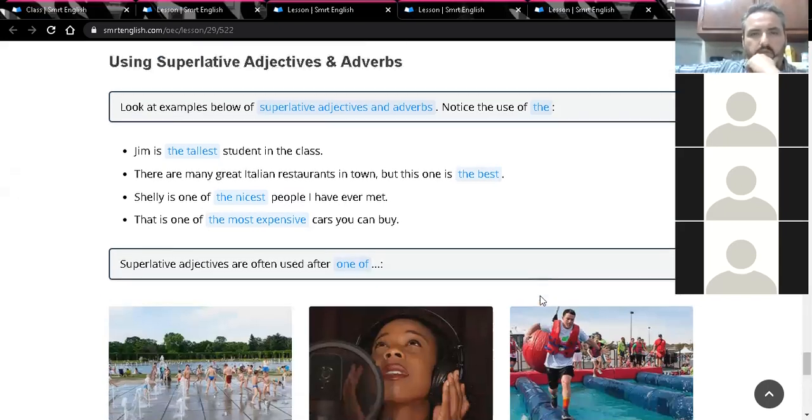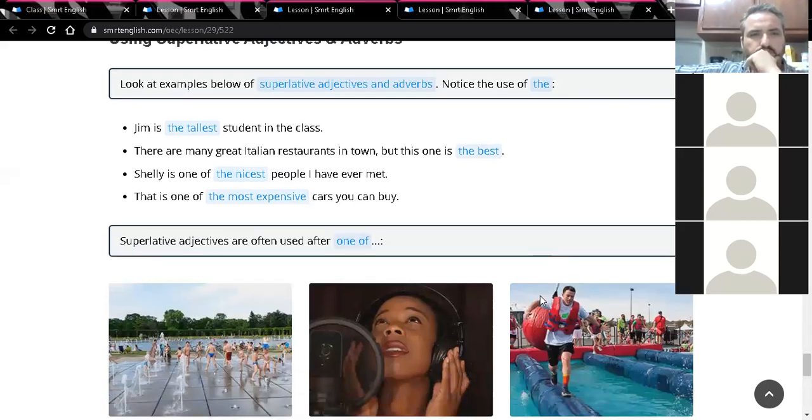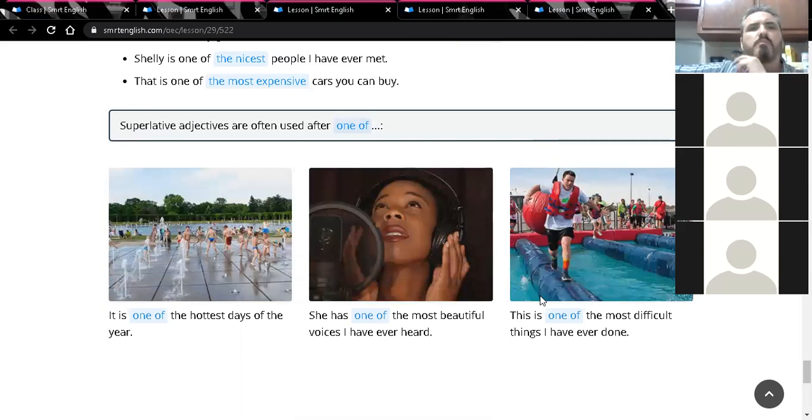Okay, superlative adjectives often used after one of. It is one of the hottest days of the year. What does it mean? That probably you will have two or more days that will be about the same as hot. So that's why you can use one of the hottest. She has one of the most beautiful voices I have ever heard. This is one of the most difficult things I have ever done. What does this mean? That you have tried many difficult things. And this is one of them.